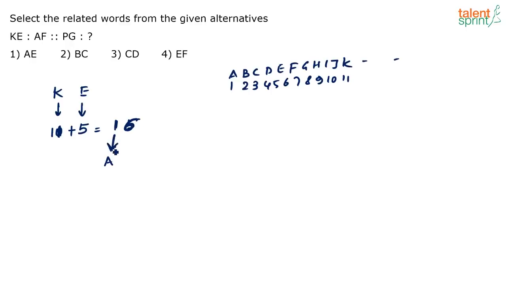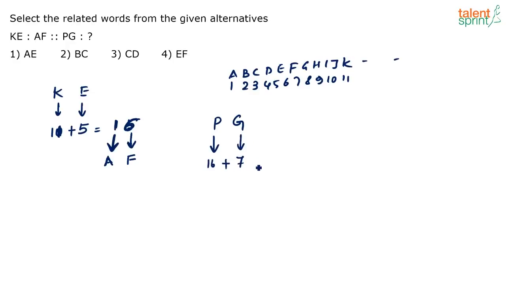Which is the letter which has position 1? It is A. Similarly, which is the letter which has position 6? That is F. So the correct answer that we are looking at is AF. That is what we have got here. Now similarly, you have PG. What is the position of P in the English alphabetical order? The position of P is 16, and the position of G is 7.